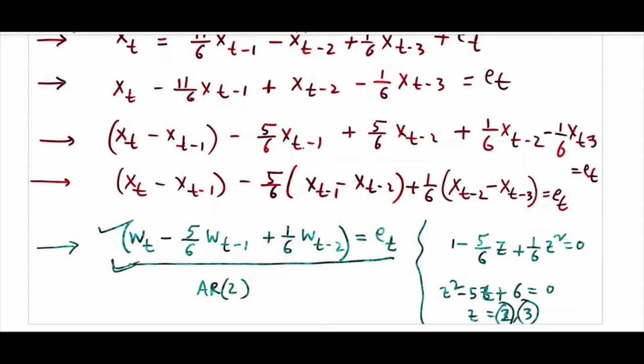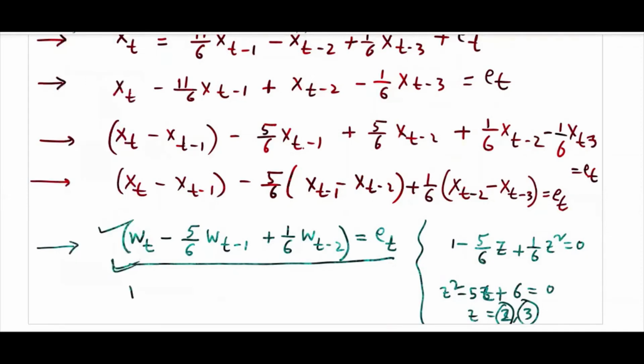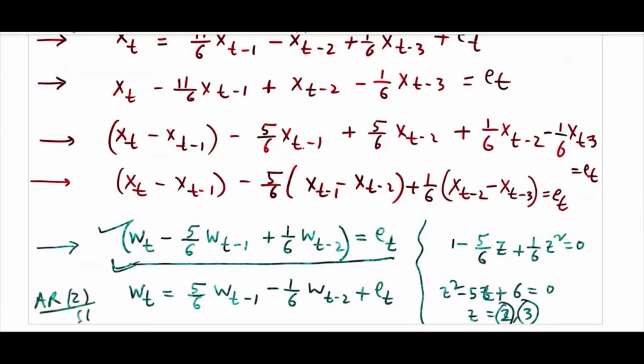So you can apply the method here. So I can write WT is equal to 5 upon 6 WT minus 1, minus 1 upon 6 WT minus 2 plus ET. This is the AR2 stationary series. You can apply the general method; we'll go to the general method in time series 2, and you can forecast using this one. This is stationary, so no integrated effect is here, but here you have an integrated effect.